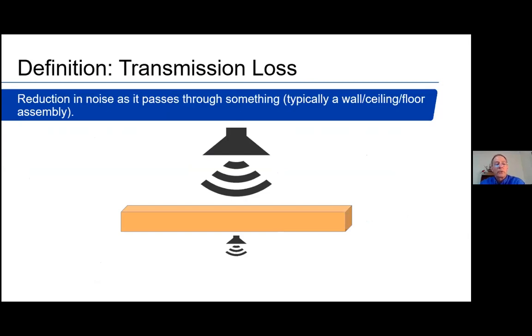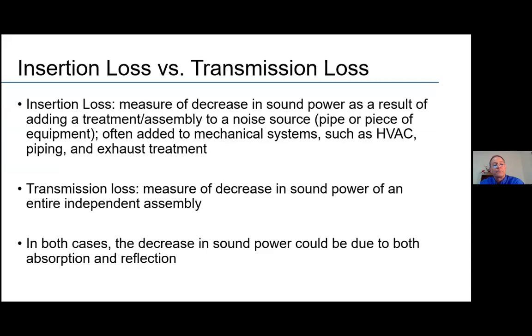Another characteristic that is very often important is transmission loss. In some regards, it's similar to insertion loss, but it's basically looking at the reduction in noise as it passes through something, typically some type of a structure, a wall, a ceiling, a floor, some kind of mechanical or structural assembly. Transmission loss is very often a critical characteristic that comes into play when you're looking at trying to reduce very low frequency noise, because that often isn't controlled well through insertion loss or absorption.